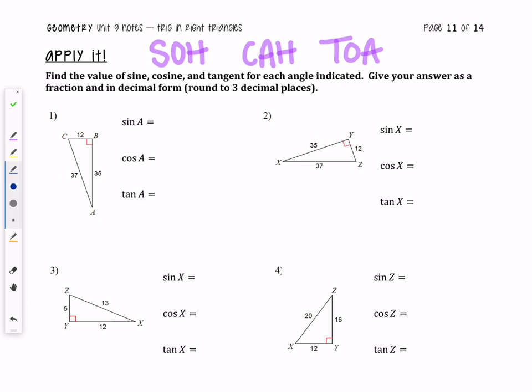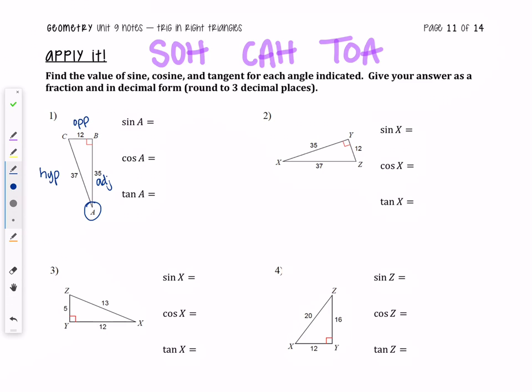Okay, so number 1, sine of A, cosine of A, and tangent of A. All of these are in relationship to angle A. So I want to first of all circle angle A. I want to label my opposite, adjacent, and hypotenuse. My hypotenuse is this longest side, in this case 37. My opposite is 12, and my adjacent is 35, okay?